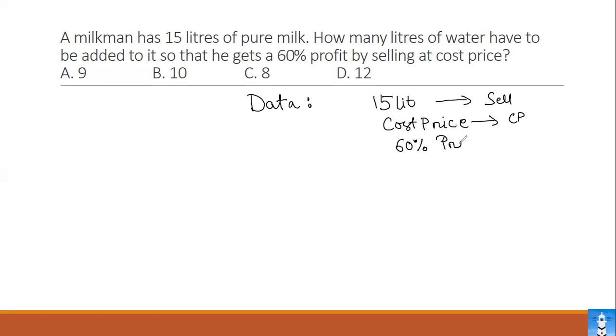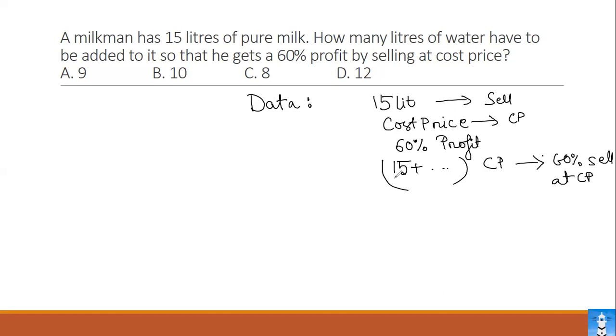60% profit has to be made. So in order to make a profit of 60%, you have to do some kind of adulteration or mixing. So you have to do a little bit of mixing. So 15 plus something has to be there, which has to be sold at cost price so that you make a profit of 60%. Selling at cost price.